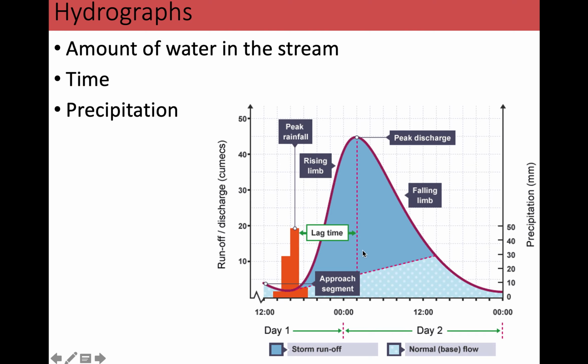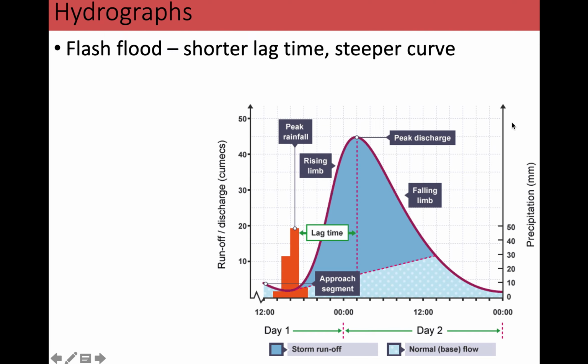So the lag time is the time between the peak rainfall and the peak discharge in your stream, the peak of your flood. So depending on where this location is, the lag time will change. And also the shape of your curve can also change.